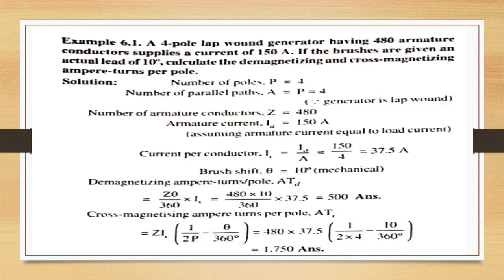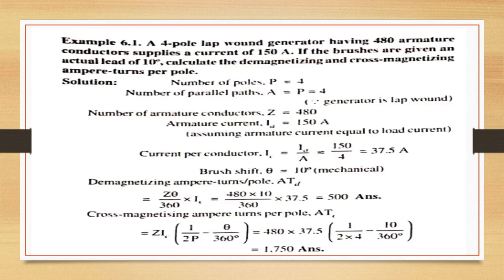Number of poles P is equal to 4. Number of parallel paths A is equal to P is equal to 4 because it is a lap winding, A equal to P. So the number of armature conductors is given as 480. Armature current IA is given as 150 amps. So here we are assuming armature current is equal to load current. Current per conductor IC is given as IA by A, that is 150 by 4, 37.5 amps.